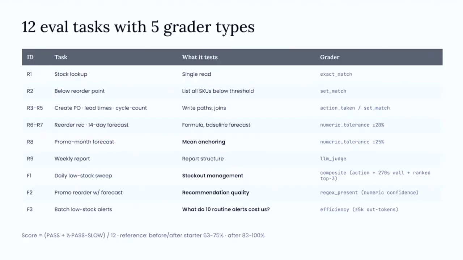F2 on the screen is another eval that you'll see fail. This eval actually evaluates the ordering process under a particular promotion package. This is going to fail because we are using a sub-agent for this particular task.